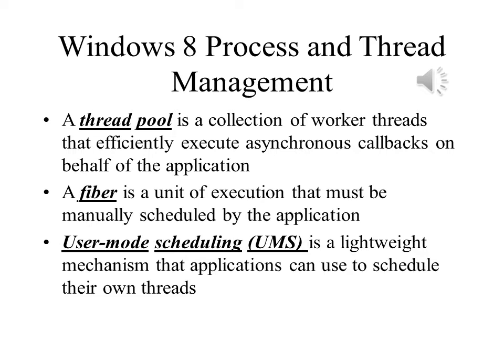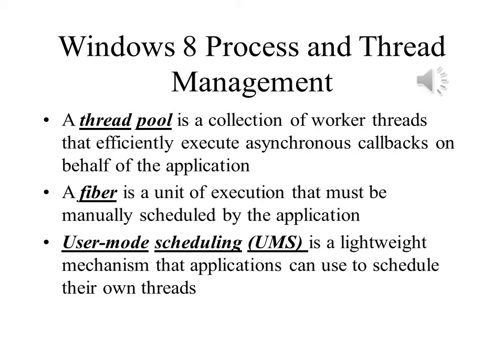Fibers are not preemptively scheduled. A thread schedules a fiber by switching to it from another fiber. The system still schedules threads to run. When a thread that is running fibers is preempted, its currently running fiber is preempted but remains selected.